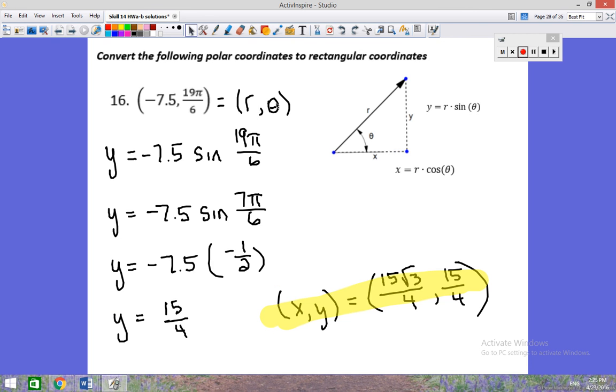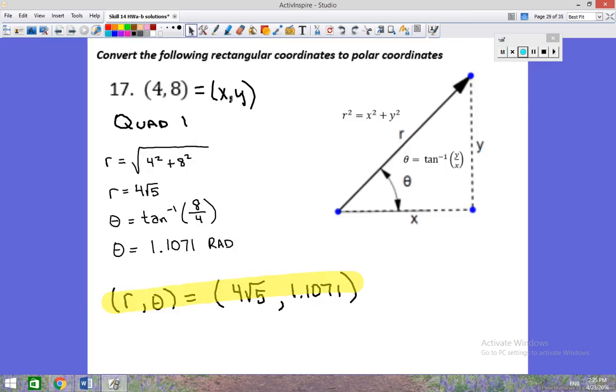All right, so now, before they were giving us the polar coordinates. Now they're giving us rectangular coordinates, and they're asking us to come up with the polar coordinates. So the first thing that I do is visualize the point 4, 8.